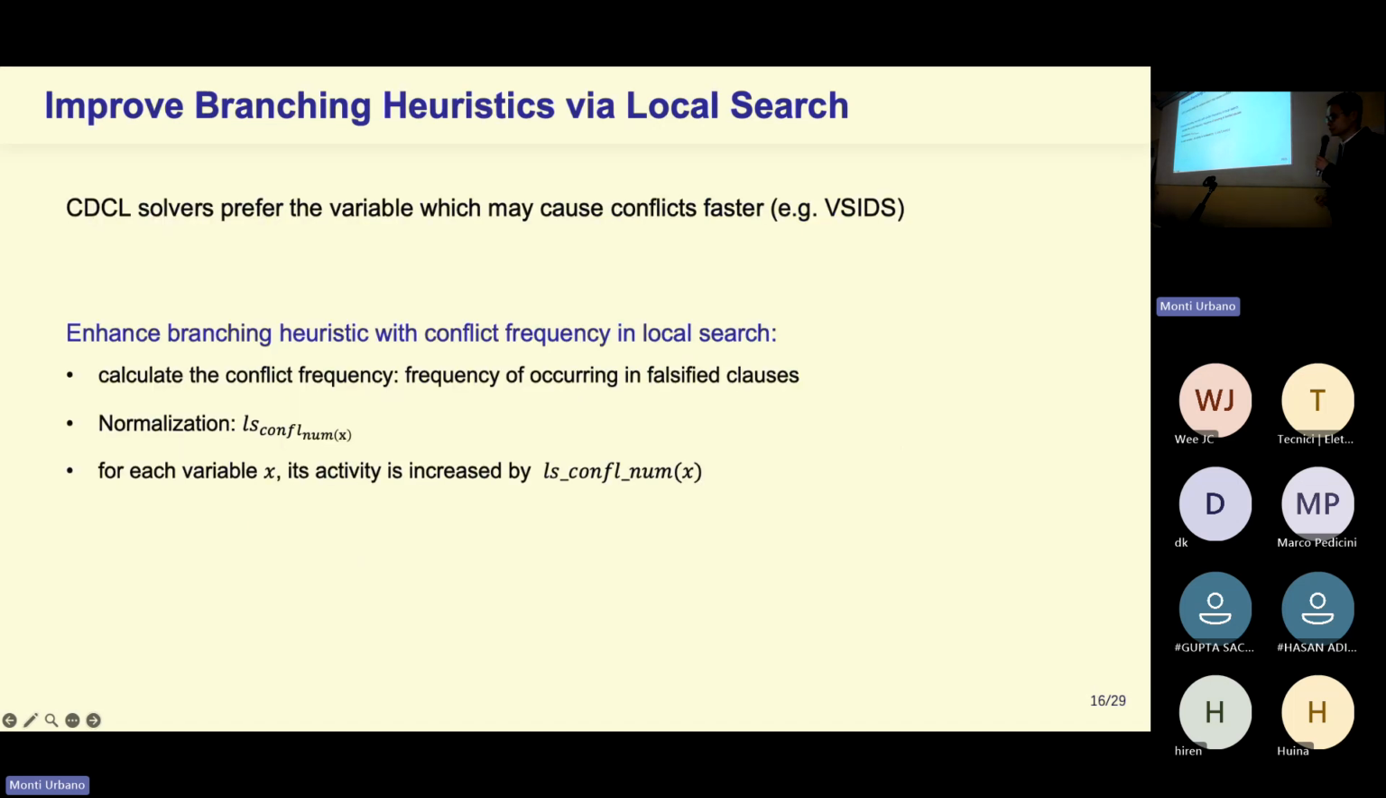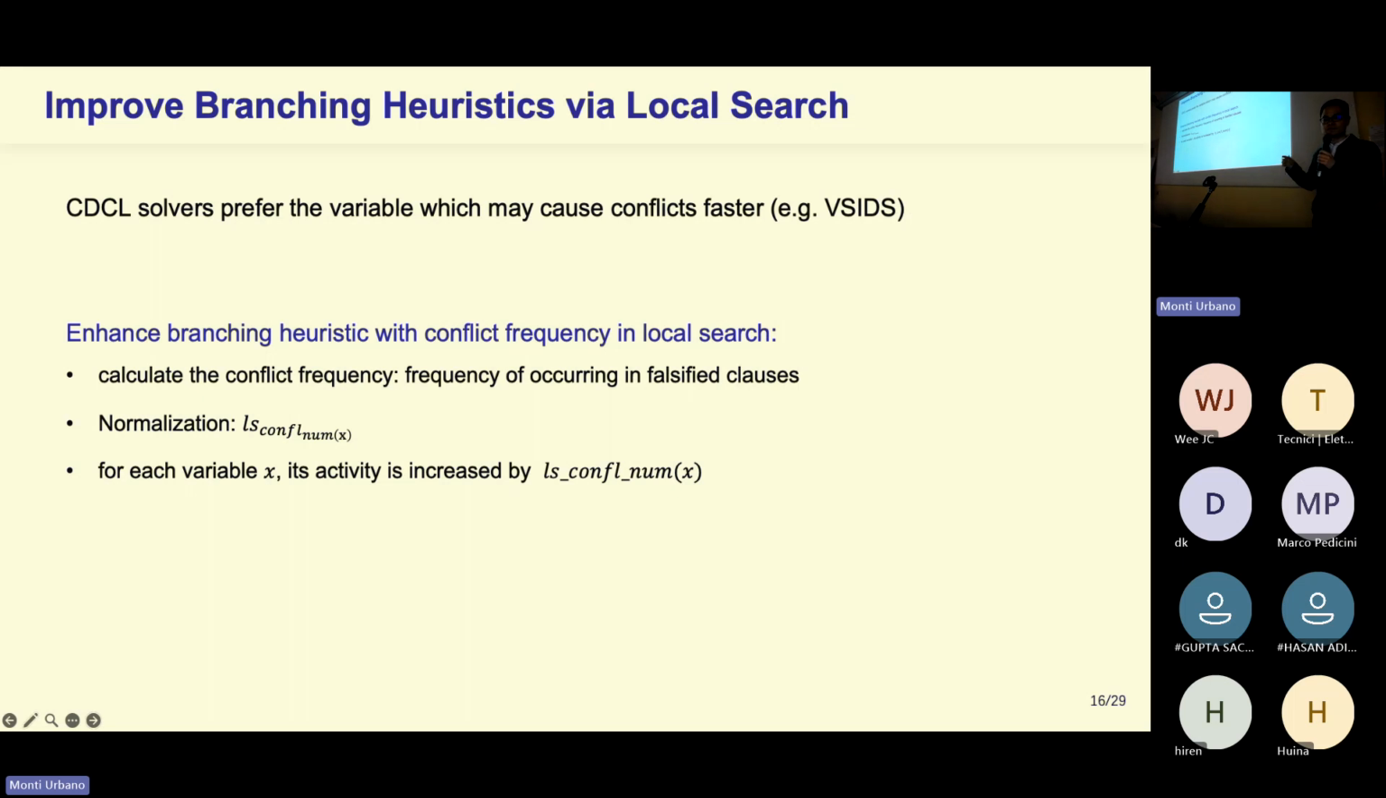So how can we use the information to improve CDCL? First, the conflict frequency can be used to improve the branching heuristics, because in CDCL, the branching has a principle. We want to fail fast. We want to find a variable so that we can meet the conflict fast. Then we can cut the branch.